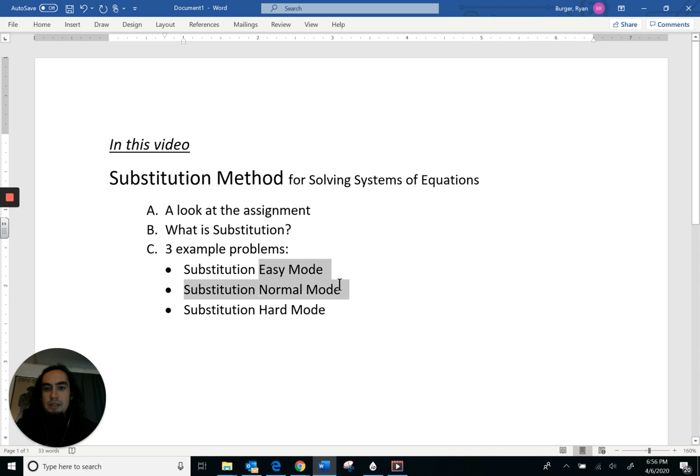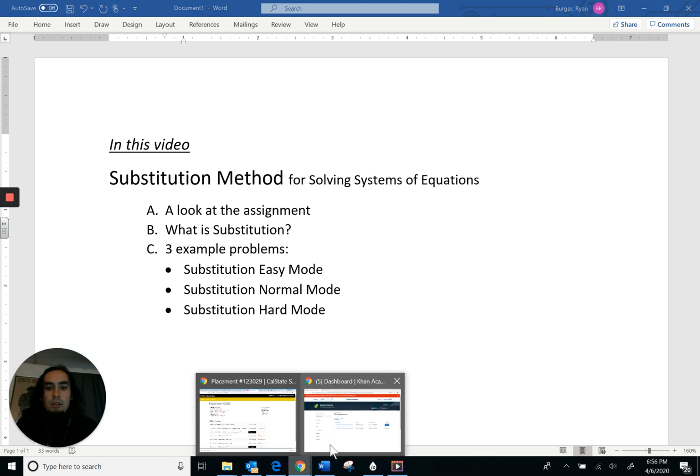The Khan Academy assignment that I gave you is pretty much in the easy and the normal range. There are no hard questions on the Khan Academy assignments, but I do want to go over an example just so that we can talk about how to do it, because these are important skills for you. Okay. So let's jump in.